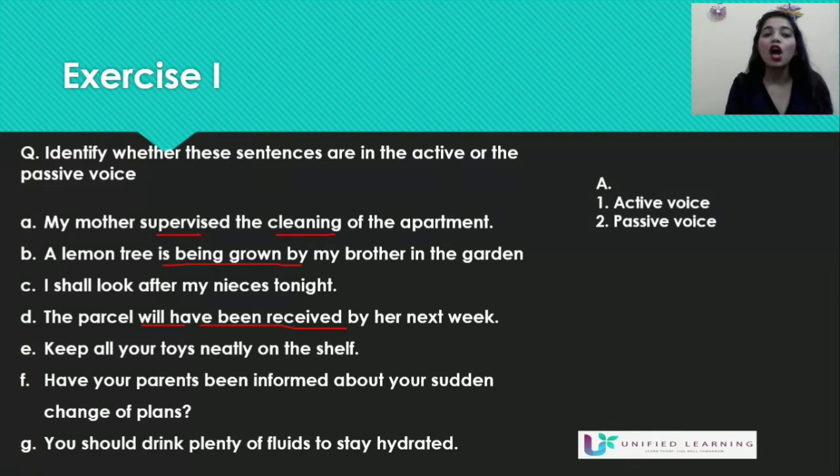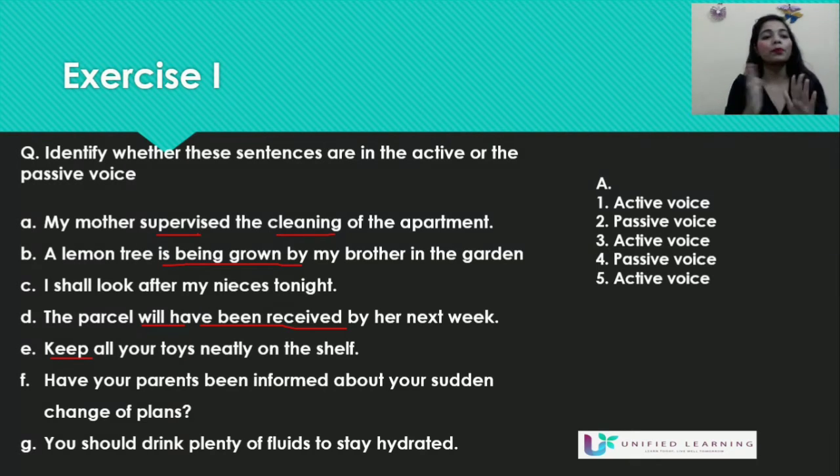Next sentence, keep all your toys neatly on the shelf. You must be confused that neatly is not the verb. Neatly is an adverb. Okay. So keep is telling us that the sentence is active voice, right? Okay. Let's look at the sentence number 6. That is F part. Have.